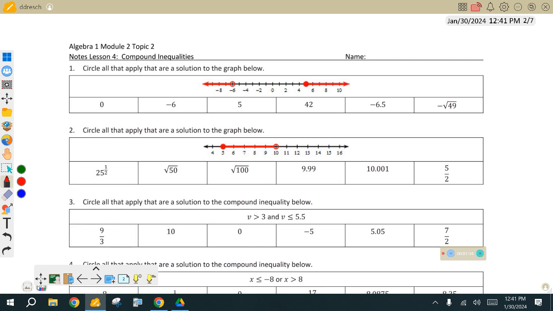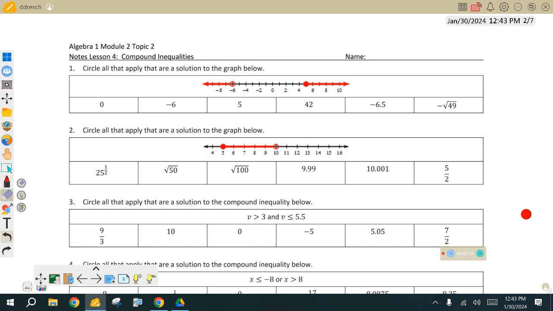I'm going to give you just a quick 30 seconds here. I want you to go through and decide what you think are the solutions for this first one. This row right here, just circle which ones you think are a solution set to this inequality that I have here. Again, it's a compound inequality because we have two solution areas. You circle which numbers you think would be part of the solution set. There is more than one answer out there. Give you a moment.